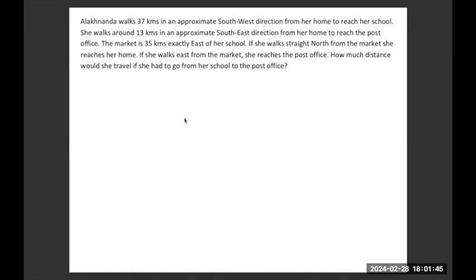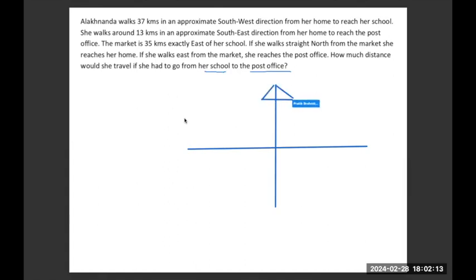There's a school, there's a post office, there's also a market which she visits. What we are going to do is we are first going to draw the diagram, and then we'll find the distance between Alaknanda school and her post office. Now, just to get a basic sense, I'll just draw the north-south direction first. North, south, west, and east.